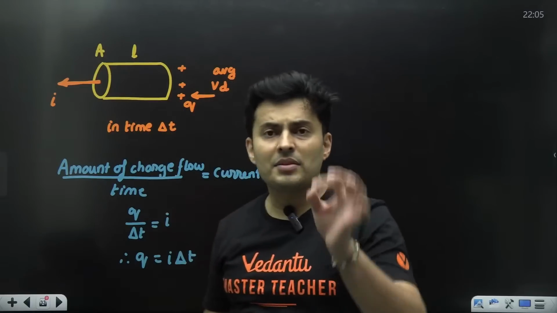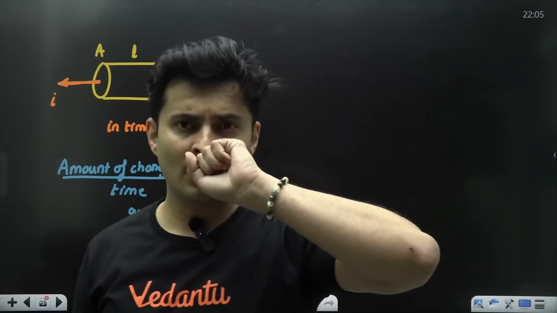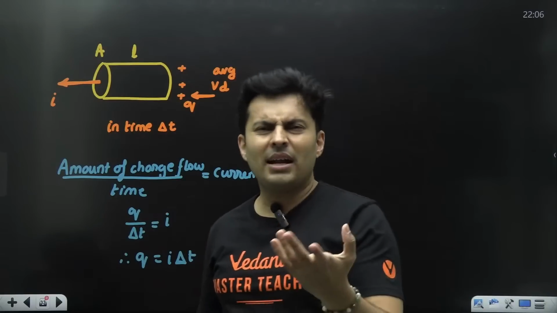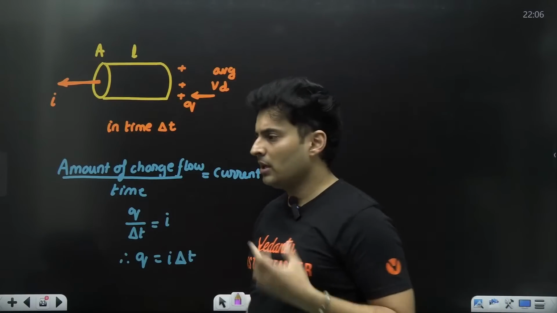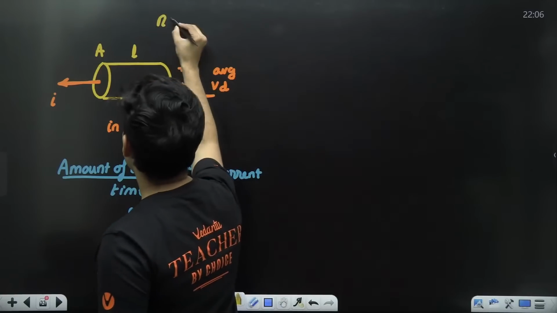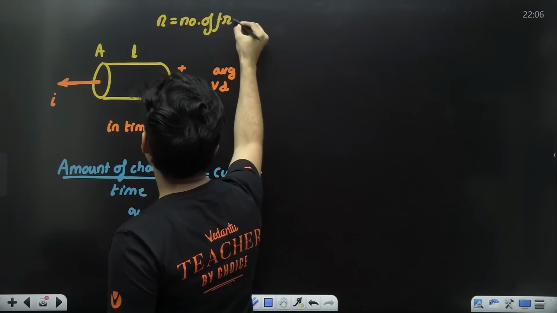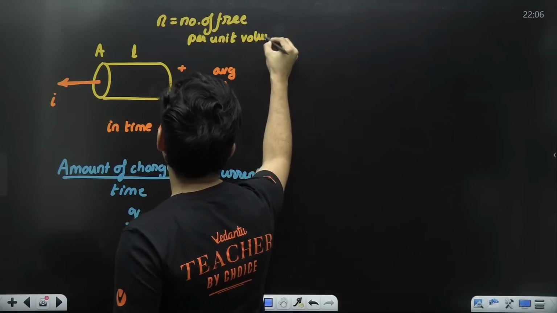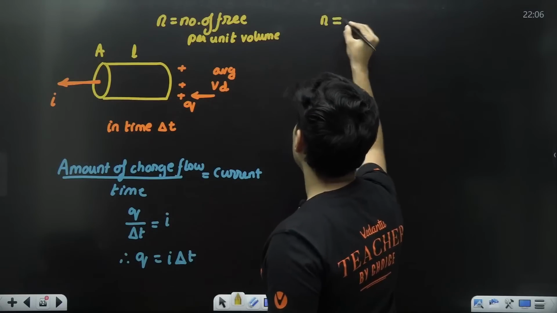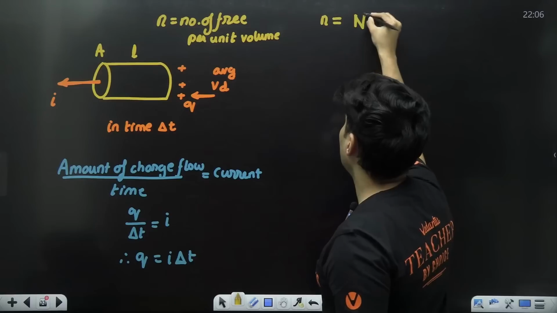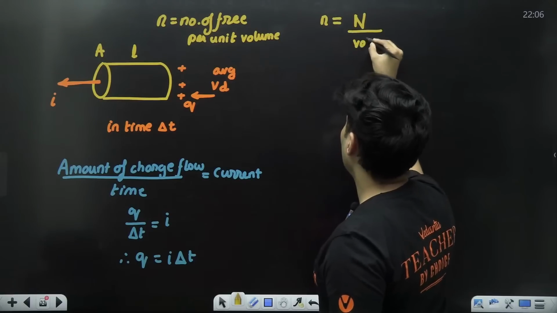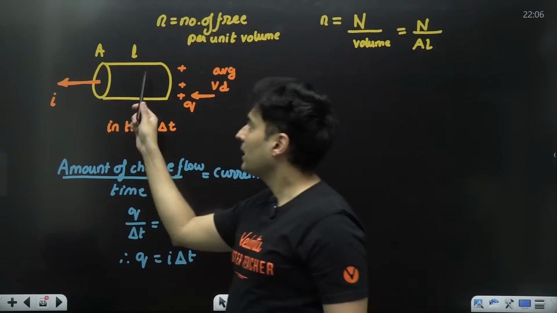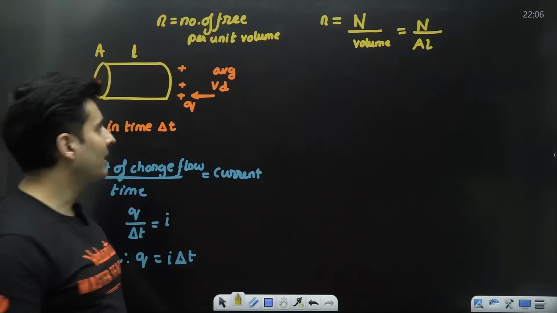this conductor will have some free electrons per unit volume. If you take a good conductor, it will have many free electrons in 1 unit volume. If it's a very bad conductor, not so many free electrons per unit volume. So I define a number called N, which is the number of free electrons participating per unit volume. So can I say this N is equal to the total number of electrons upon the total volume. Now the total volume, can I say it is area multiplied by the length? Area multiplied by the length.